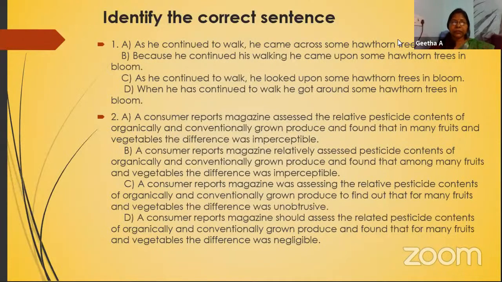A consumer reports magazine relatively assessed pesticide contents of organically and conventionally grown produce and found that among many fruits and vegetables the difference was imperceptible. And a consumer report magazine was assessing the relative pesticides contents of organically and conventionally grown produce to find out that for many fruits and vegetables the difference was unobtrusive. So a consumer reports magazine should assess the related pesticide contents of organically and conventionally grown produce and found that for many fruits and vegetables the difference was negligible. If you read it, you will know which is the grammatically wrong, right?